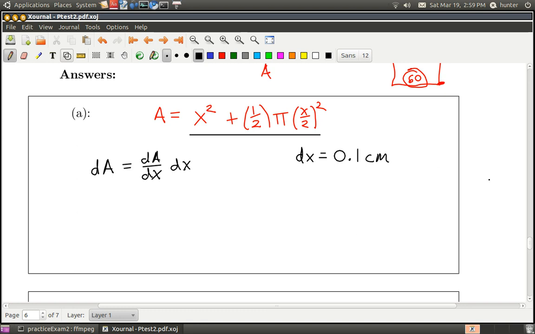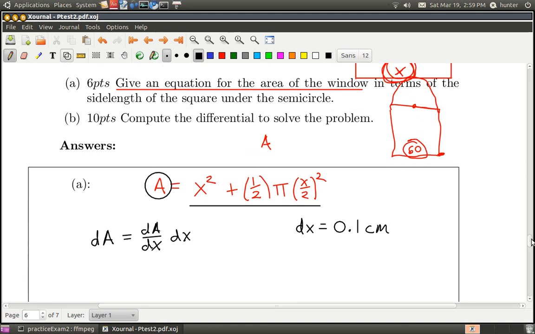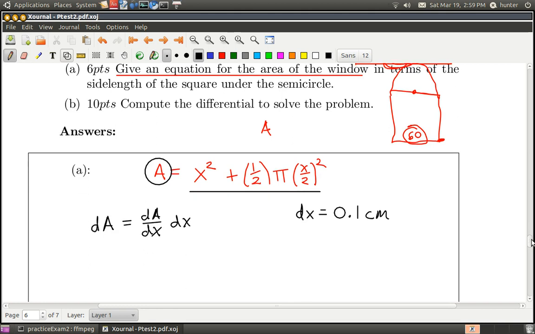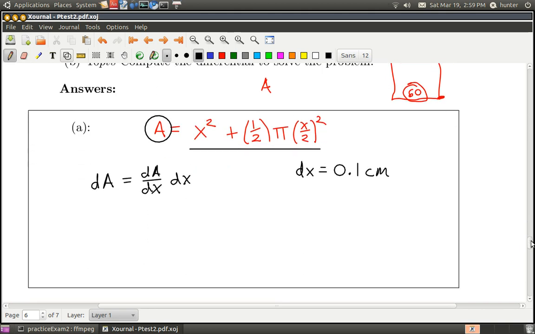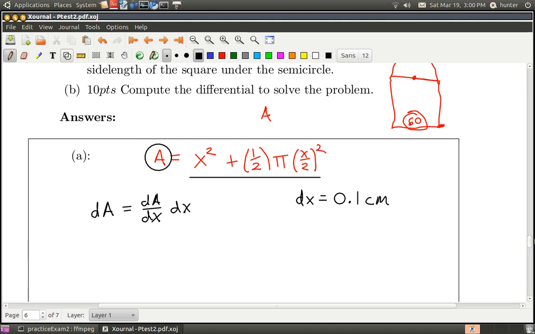So all we have to do is figure out dA/dx, and then plug in x equals 60. Let's just do it step by step. We've actually gone further in part A than we were supposed to. In part A, all we're supposed to do is give an equation for the area of the window, which we've already done. It's that equation right there in red. Now we're going to go on to compute the differential and solve the second part.